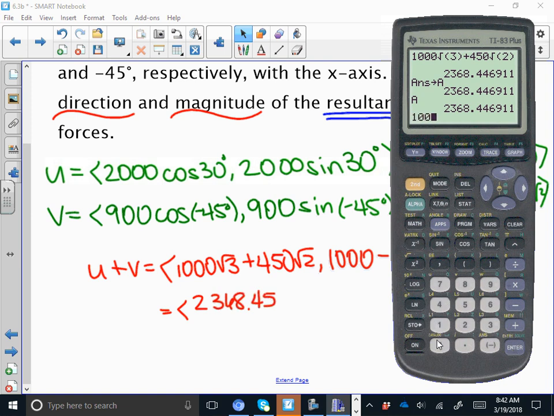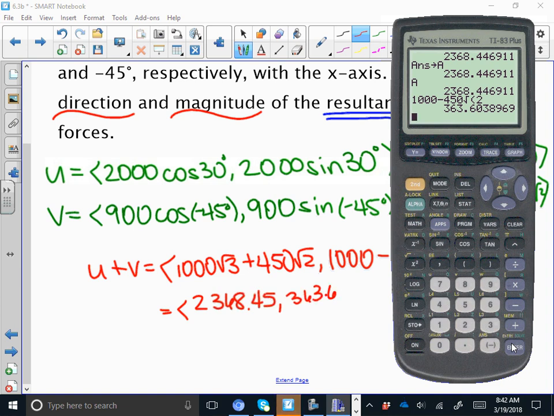Here's store. We'll do it again. So 1000 minus 450 radical 2 is this number, 63.60. But I'm going to, right here, store it in alpha B. So now I have the vector A, B.